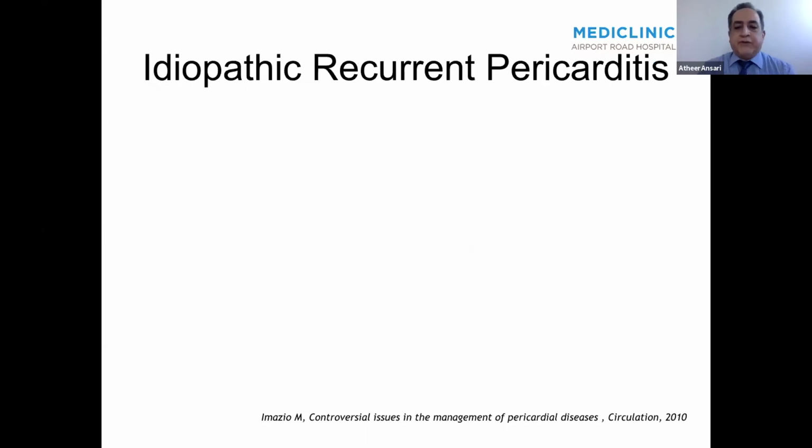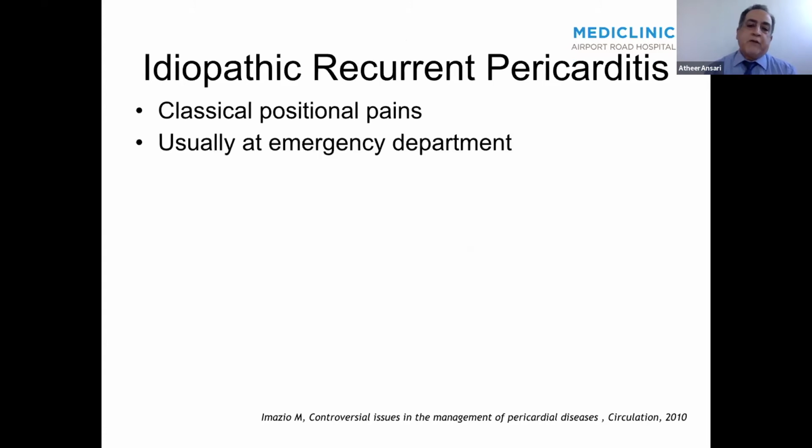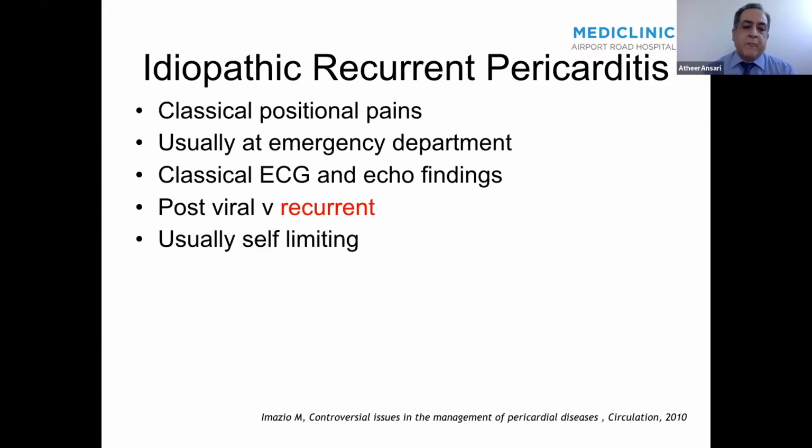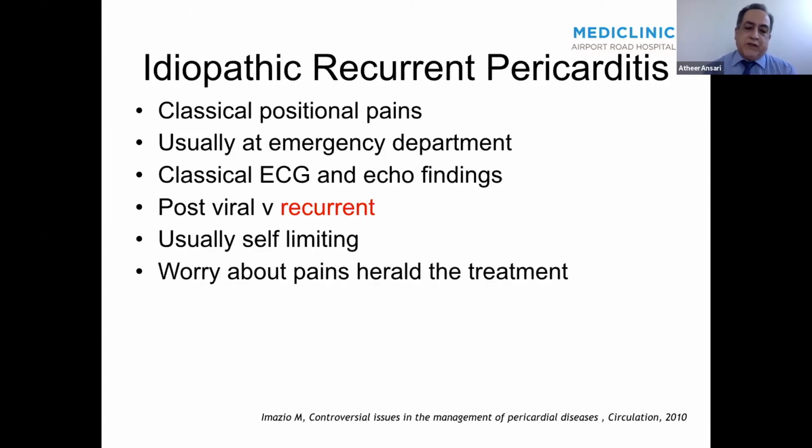Now we come to another entity, which represents serositis. I think this entity also has a lot of clinical problems in terms of management between multiple specialties. Those people give a classical positional pain of pericarditis and usually attend the emergency department or cardiology. They have ECG and echo with classical findings of pericarditis. In the past, if it was once, they called it post-viral. But when it is recurrent, that's where the problem is. You cannot keep calling it post-viral when it's happening again and again and again. Each attack is usually self-limiting.